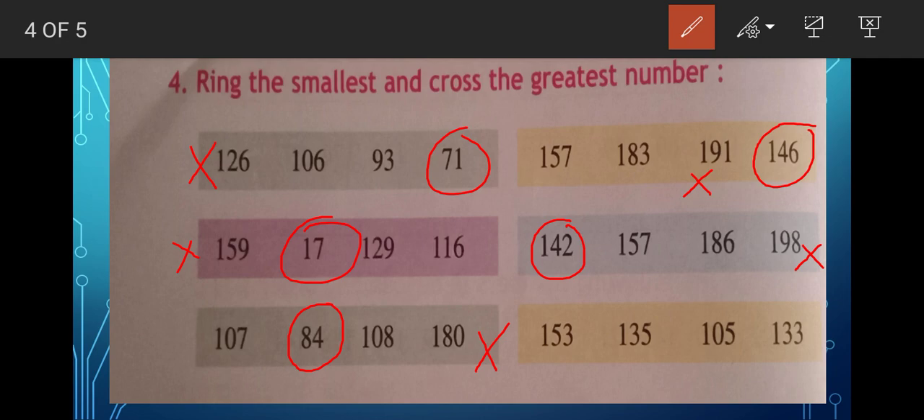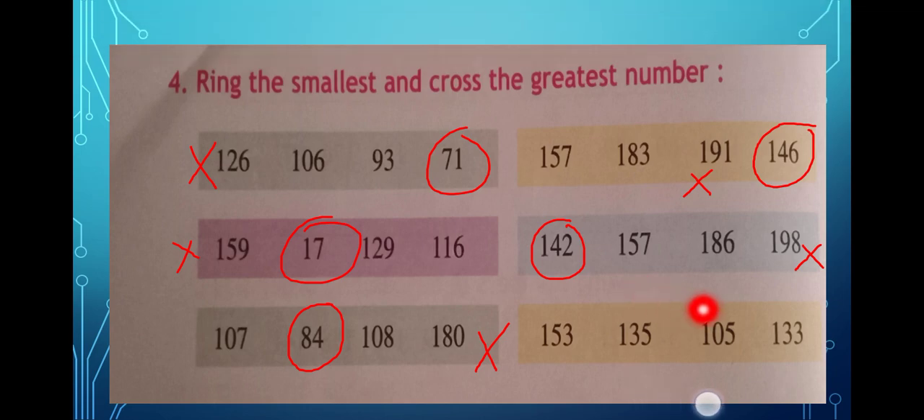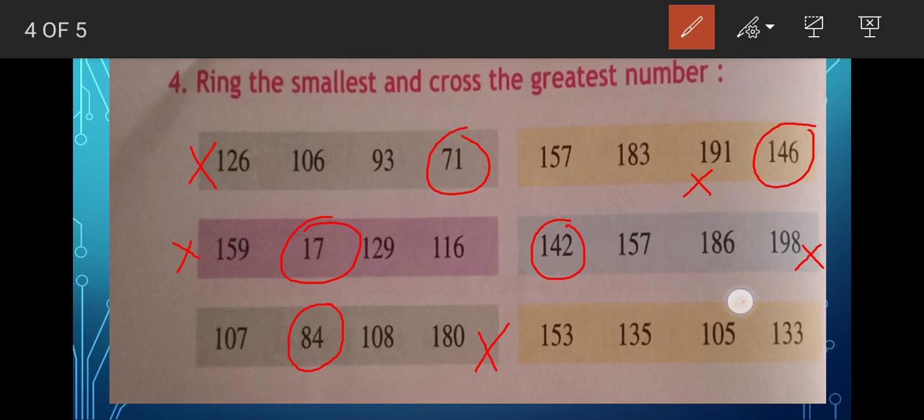Okay. In the same way, this one also, find out which is the smallest one. 153, 135, 105, 133. So the smallest one is 105. So circle this one, and you have to cross the biggest one. Cross 153. Okay children, I hope you understand.